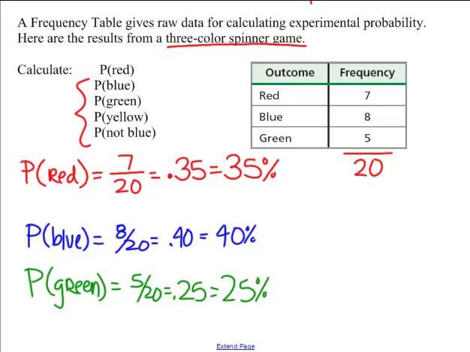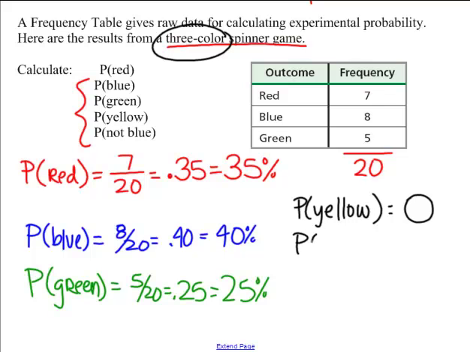The next 2 are a little tricky. So probability of getting a yellow. Based on our experiment, we never once got a yellow. It's a 3-color spinner, so that means we only had 3 options, and yellow wasn't one of them. So the probability of getting yellow is 0. Not 0 out of 20, that is technically 0, so it's just 0. There is a 0% chance that I will ever get yellow.